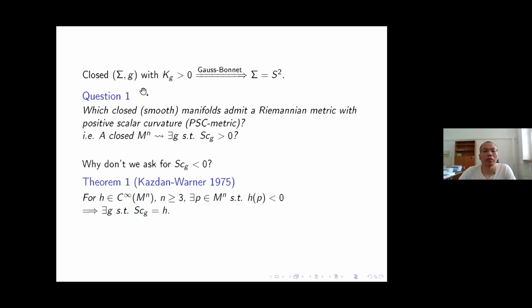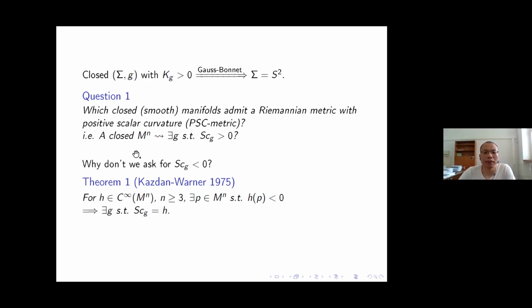And we know if the Gauss curvature is positive, then the Gauss-Bonnet theorem implies that the manifold must be the two-dimensional sphere. So the natural question is which closed smooth manifolds admit a Riemannian metric with positive scalar curvature? Following this, I will just say PSC metric.